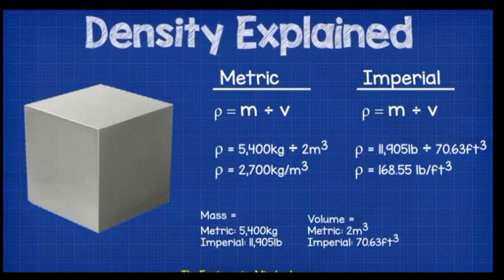So if we drop the numbers from the measurements into the equation, then on the metric side, we're going to have 5,400 kilograms divided by 2 cubic meters, and that will give us the answer of 2,700 kilograms per cubic meter. And then on the imperial side, we'll have 11,905 pounds divided by 70.63 cubic feet, and that will give us the answer of 168.55 pounds per cubic feet.